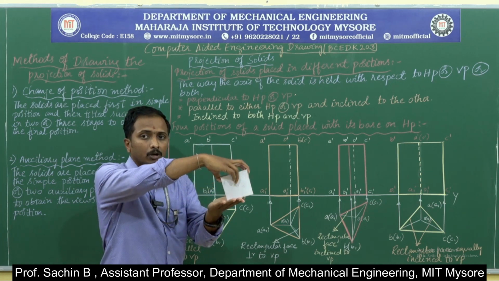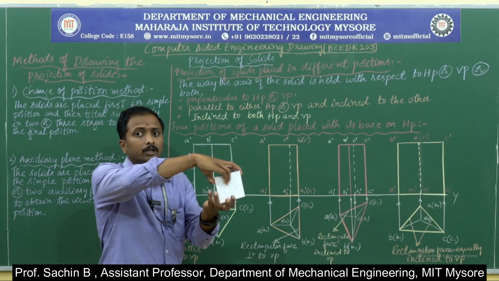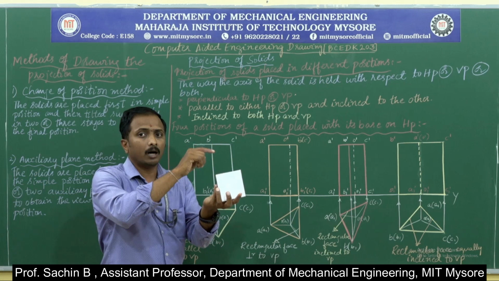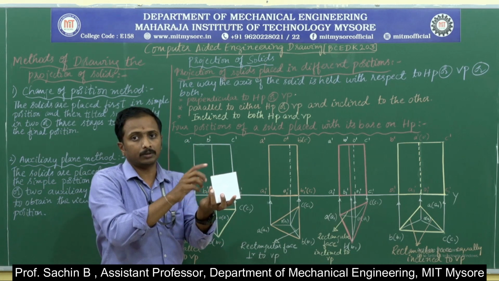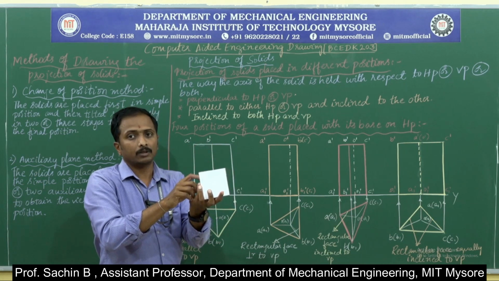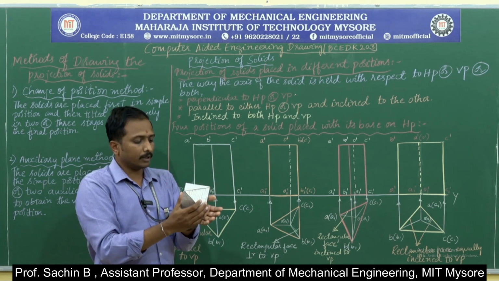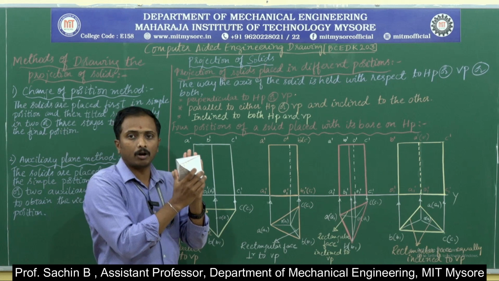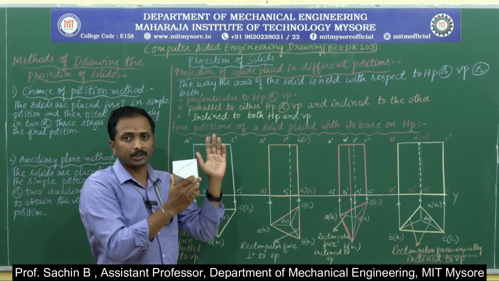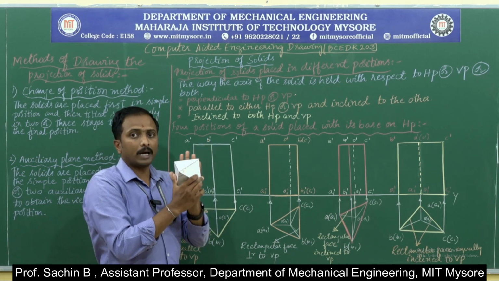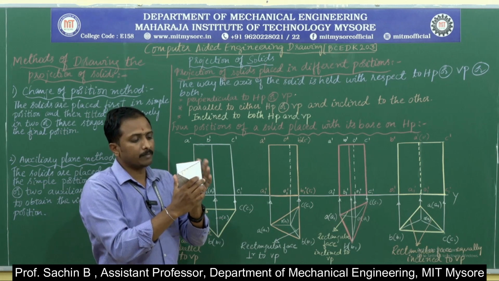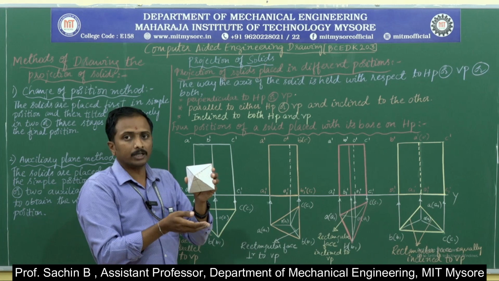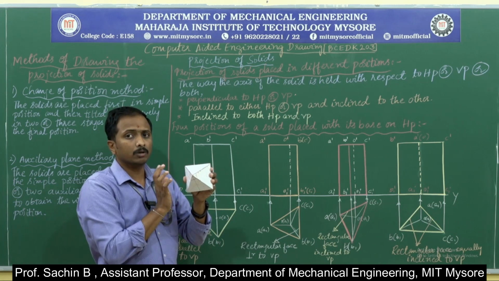Again, I am going to tilt this object in the next position. Here the axis of the object will be inclined to both the planes. Even if I keep the object like this on the vertical plane, considering this board as a vertical plane, the same thing applies: the axis will be parallel to HP and perpendicular to VP.